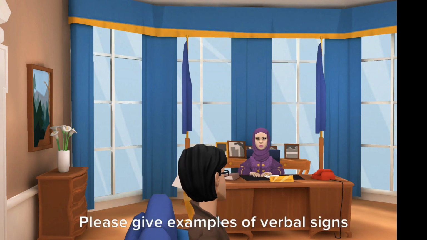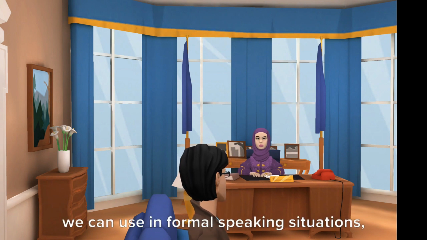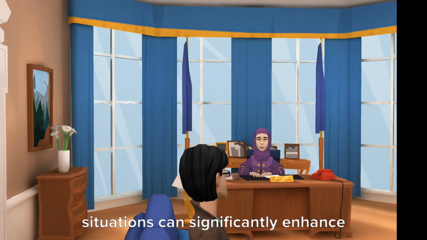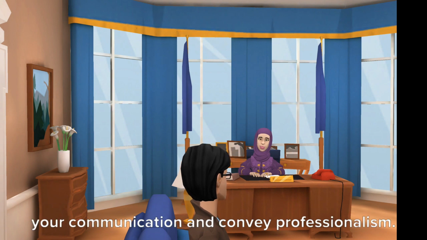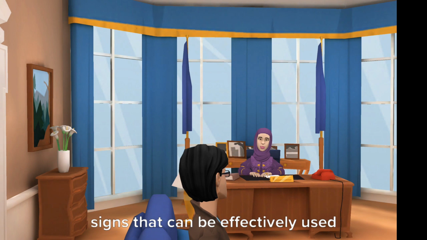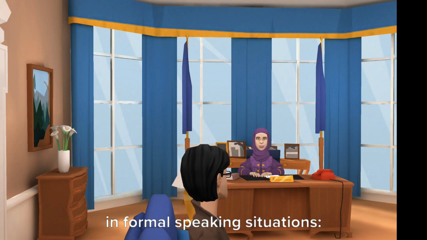Please give examples of verbal signs we can use in formal speaking situations, ma'am. Nonverbal signs in formal speaking situations can significantly enhance your communication and convey professionalism. Here are some examples of nonverbal signs that can be effectively used in formal speaking situations.